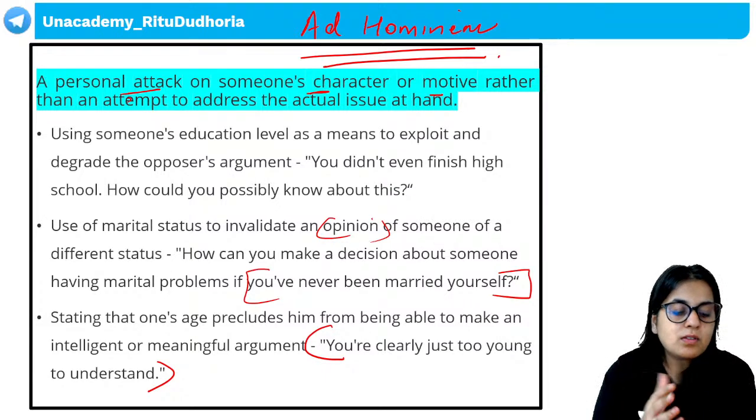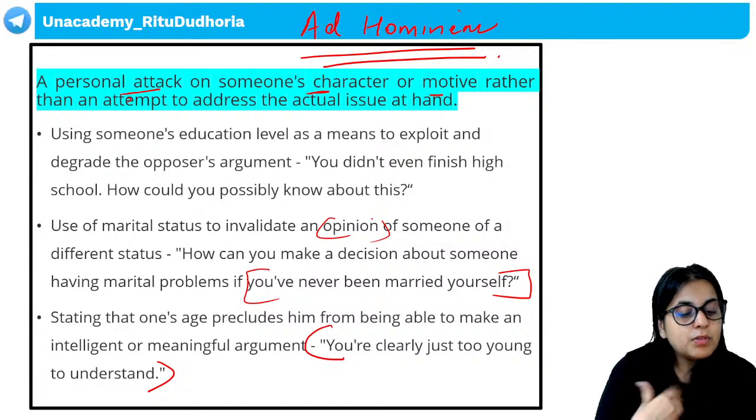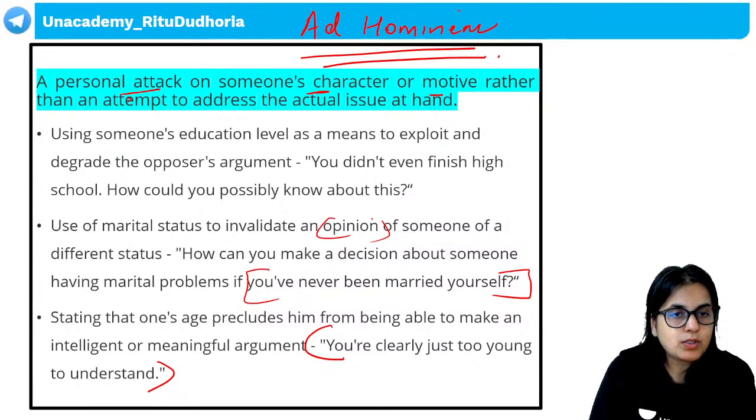आप उसके ओपिनियन को ठीक है बोल लो कि ओपिनियन गलत है, ओपिनियन ठीक है, उस पे कमेंट करो. But instead what you're doing is you're commenting on the person directly. It's a personal attack on the person.